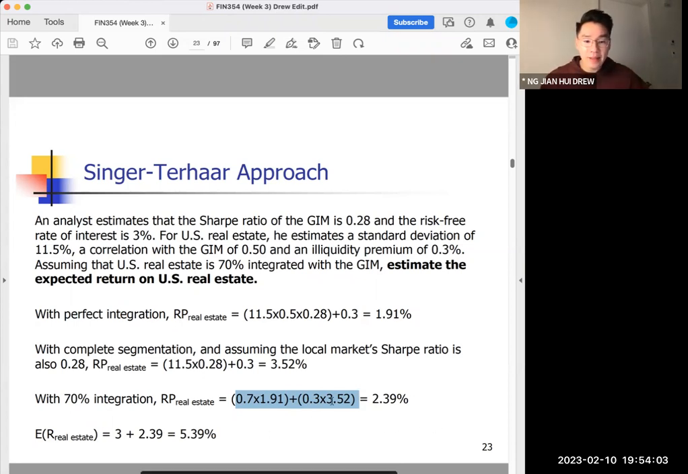All right. And then once we get this answer, we can find the expected return on the real estate, because we know that the risk-free is 3%, right? So remember, all these you are calculating the risk premium. So if you want to calculate the expected return, it is the risk-free plus your risk premium. So we just add the 3%.